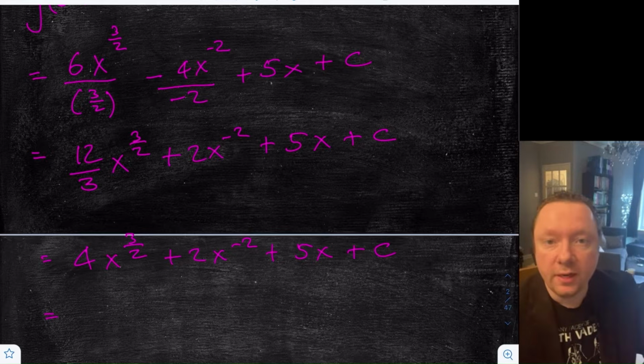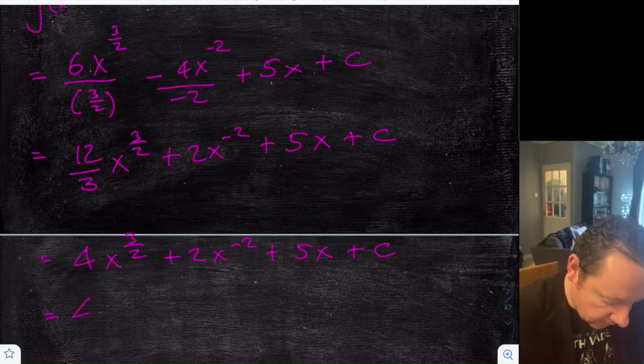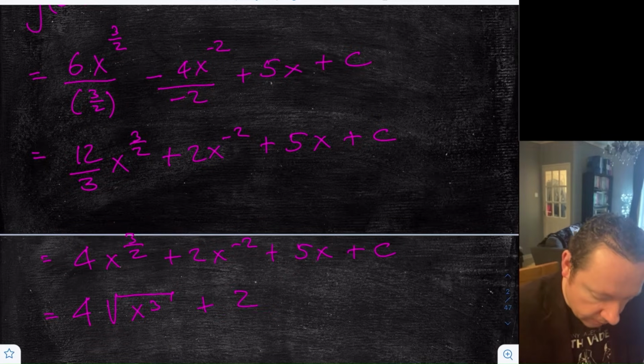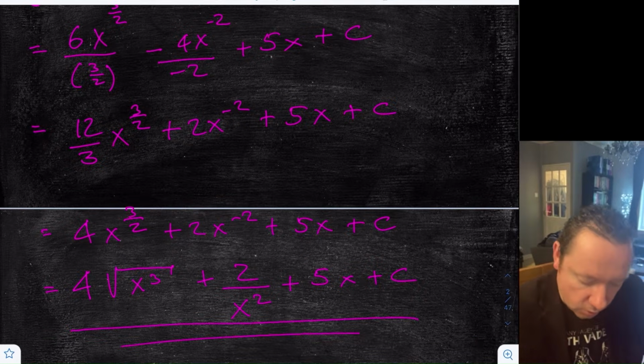So we've got x to the 3 halves. So that's the same as x times the square root of x cubed, plus 2 times x to the minus 2 over x squared, plus 5x plus c. But you don't need to go that far for this question.